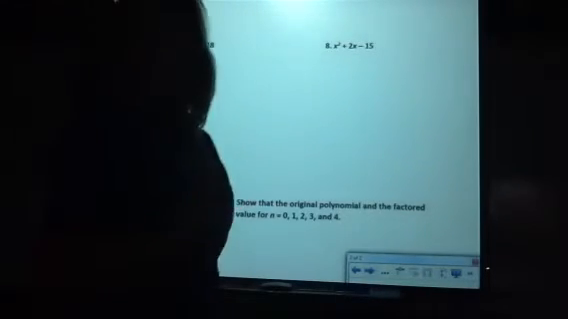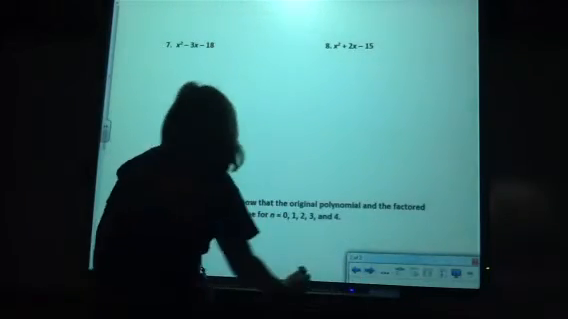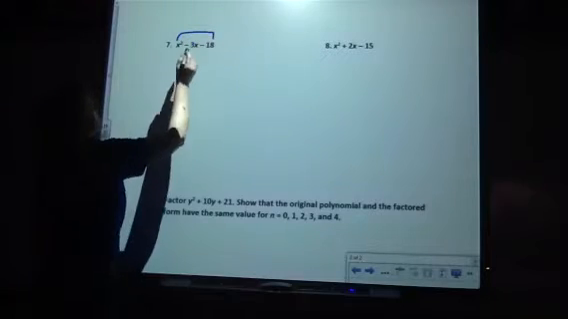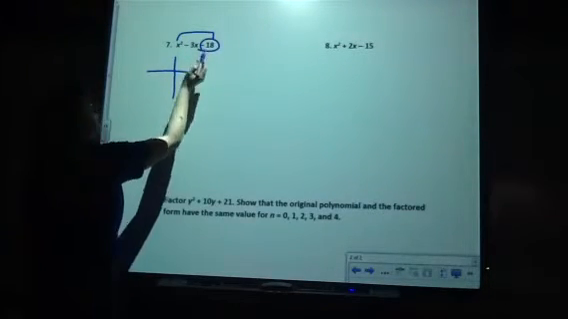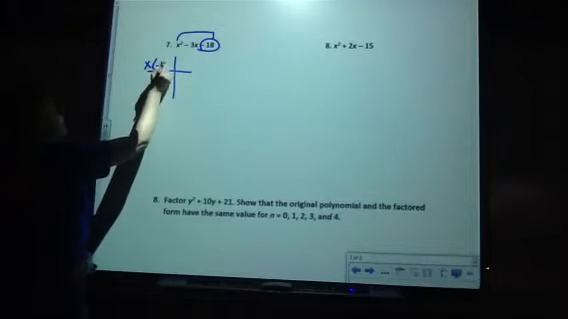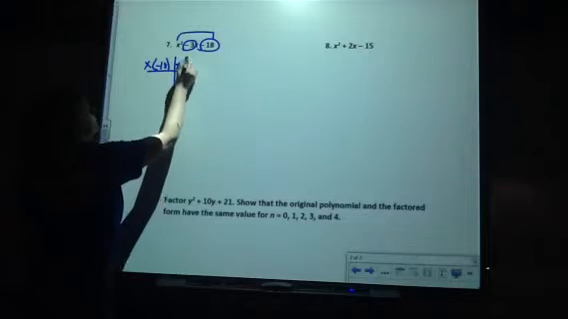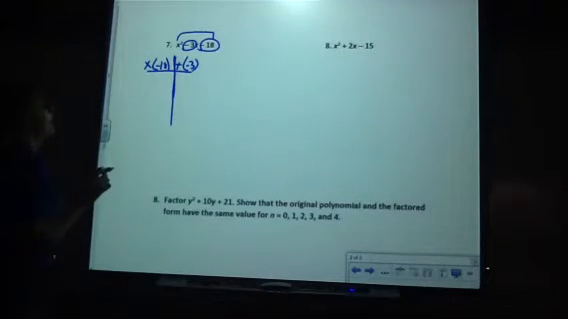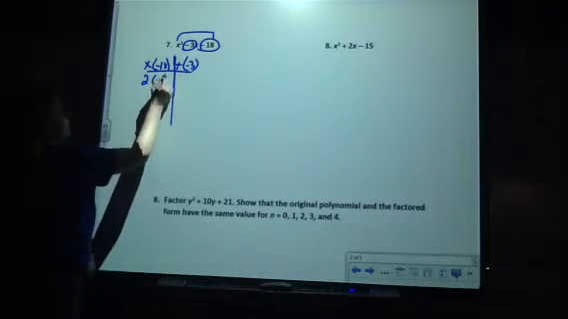So class, this is Unit 7, Section 3, Part 2. And we're going to start here on number 7. Remember, we want to take the product of 1 times a negative 18 and get a negative 18. And we want the sum to be negative 3. Okay, so for negative 18, I know I can take 2 times a negative 9.